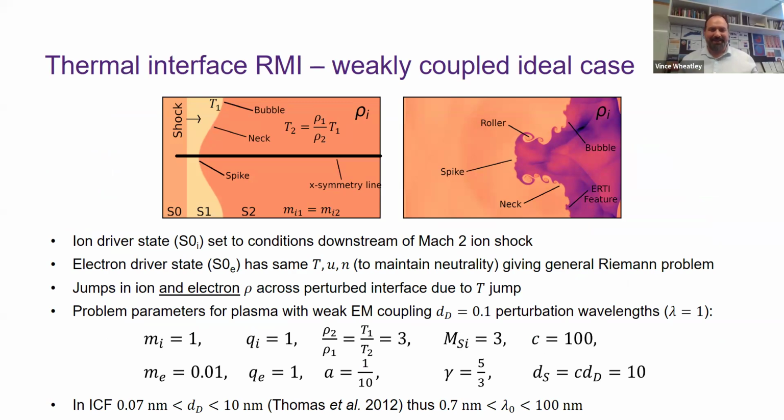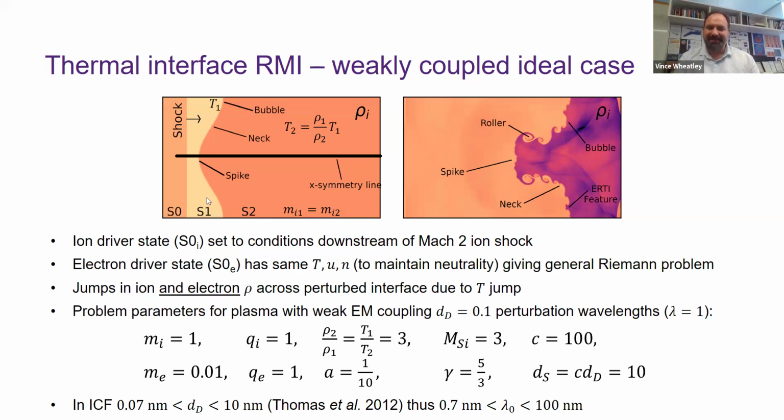So to have something to compare the collisional effects to, we're going to look at some ideal cases with no collisional effects. This is our generic initial condition for the Richtmyer-Meshkov problem. We have a driver state S0 and then two states S1 and S2 that set up the perturbed density interface. The driver state in the ions is set to the conditions downstream of a Mach II ion shock. So we should see a single shock in the ions propagating forward. The electron driver state has the same temperature, velocity, and number density to maintain charge neutrality and equilibrium in the initial condition. Because the electrons have a vastly different sound speed, this is not going to give a Mach II electron shock. It is going to give a general Riemann problem, which has initially unpredictable results.